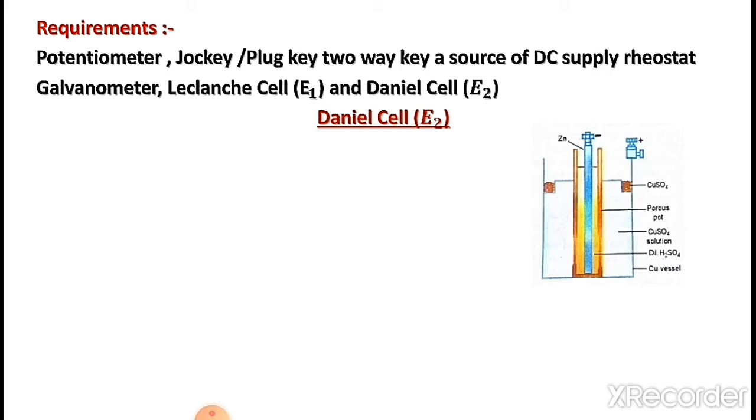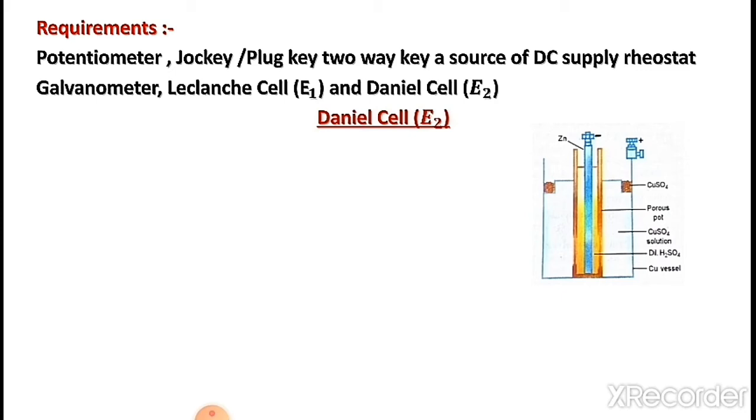and in this figure we see that it consists of a copper vessel containing a concentrated solution of copper sulfate. In the copper sulfate solution, a porous pot is immersed which contains dilute sulfuric acid. A zinc rod immersed in that porous pot serves as the negative electrode. The copper vessel itself serves as the positive electrode.